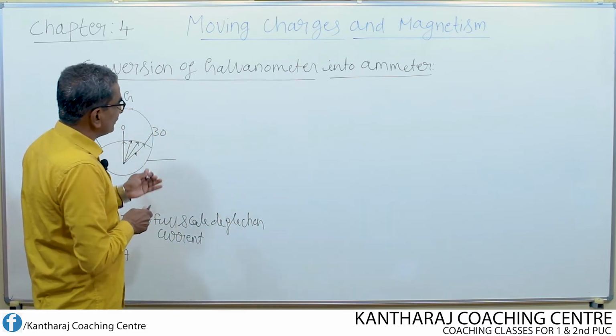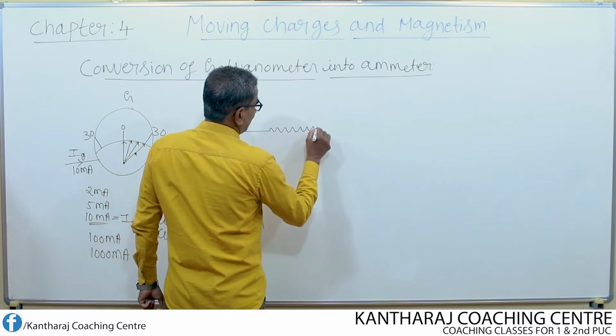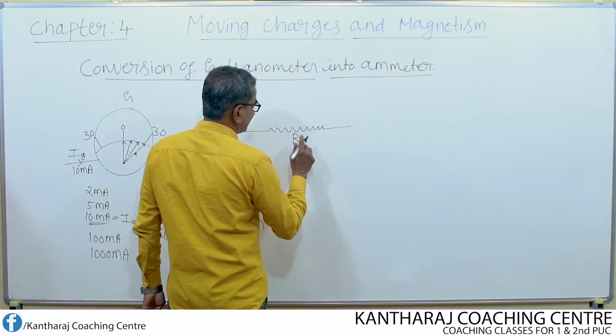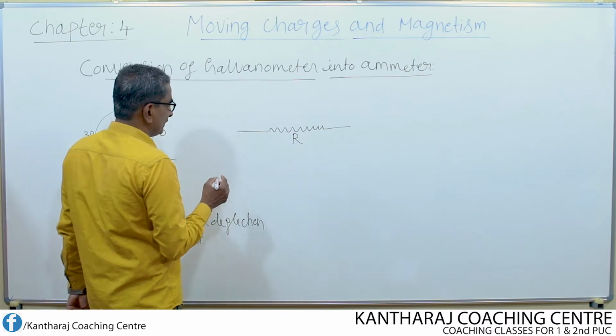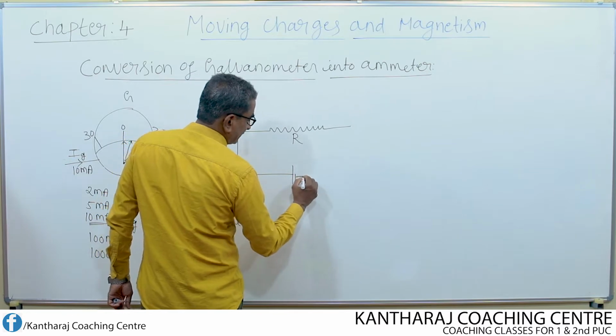Suppose now there is a circuit. Say for example, there is a resistance R. Some value of resistance is there. The two ends of the resistor are connected to a cell.